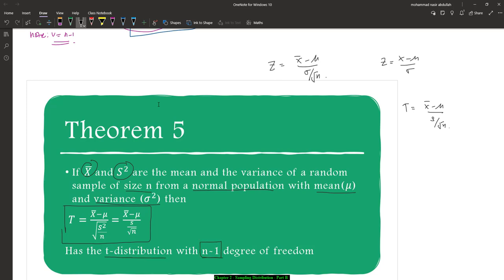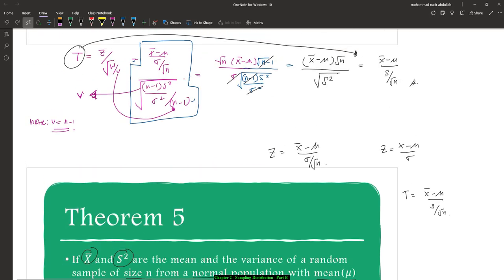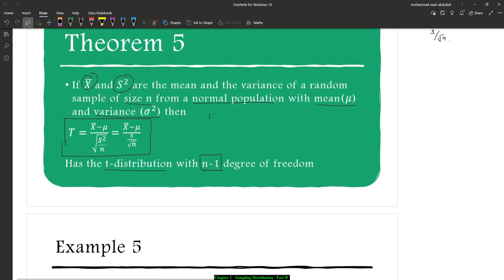So because we are deriving from theorem number 3, right? Theorem number 3 says that chi-squared with n minus 1 degree of freedom. Okay, so this is theorem number 5.